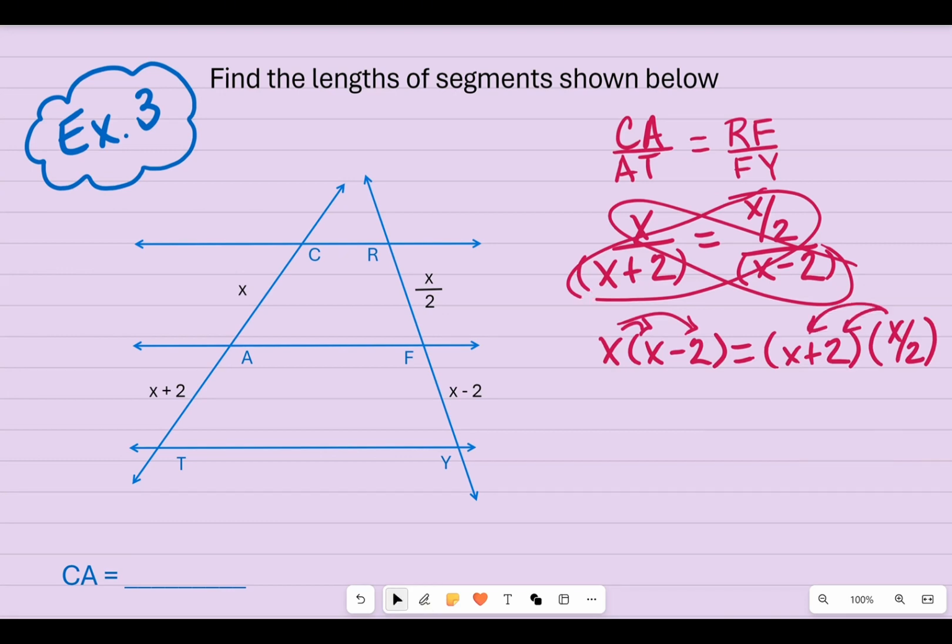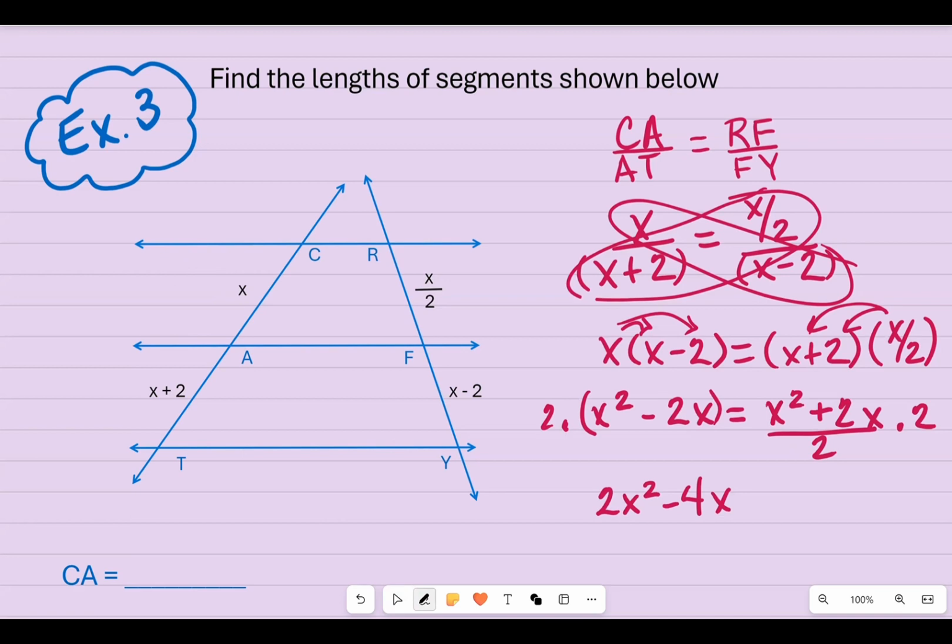All right, so I'm going to distribute, and I'm going to have x squared minus 2x equal to x squared plus 2x, all divided by 2. Now, in order to get rid of that denominator of 2, I'm going to multiply both sides by 2. Since there's an expression here, that's going to actually be 2x squared minus 4x, because I have to distribute. And this side, I got rid of the denominator, so I now have x squared plus 2x. And I want to combine like terms.